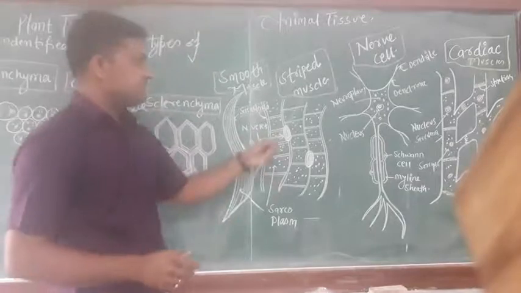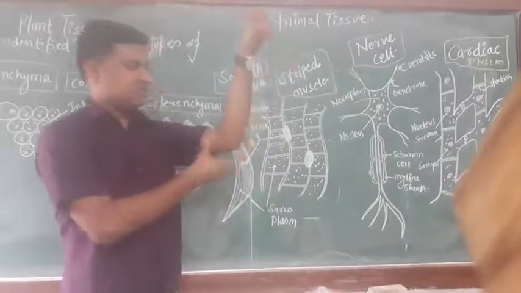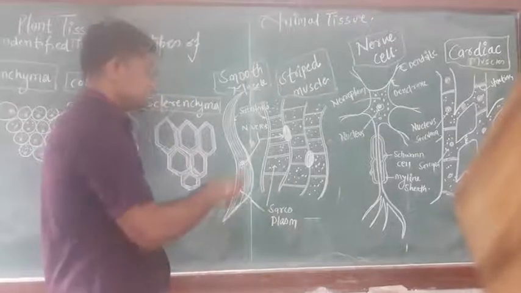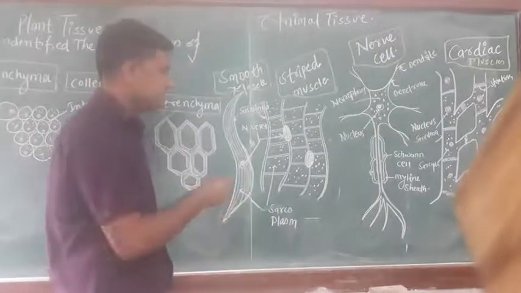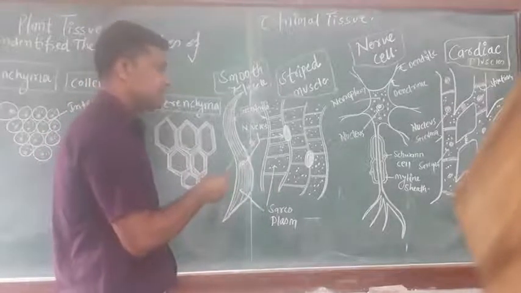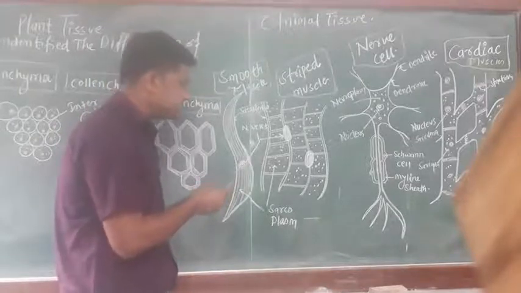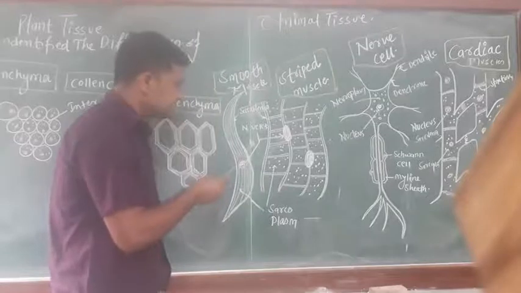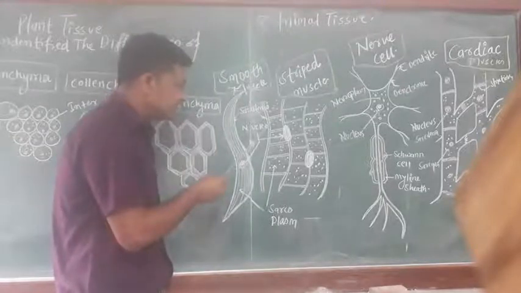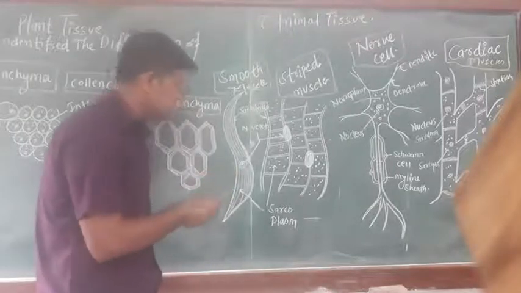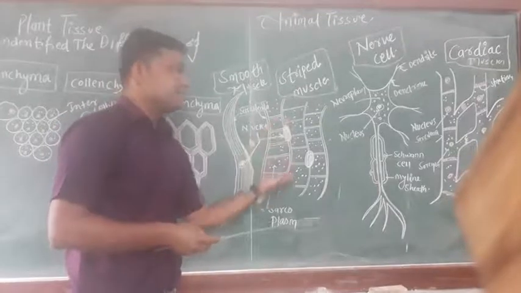Number 2, striped muscle. That is a simple striped muscle. We have an outer covering, sarcolemma. It also has a nucleus, and there are bands in the muscle. That is the dark band, then that place is a light band. Dark band, light band. The tissue is made up of dark and light bands.